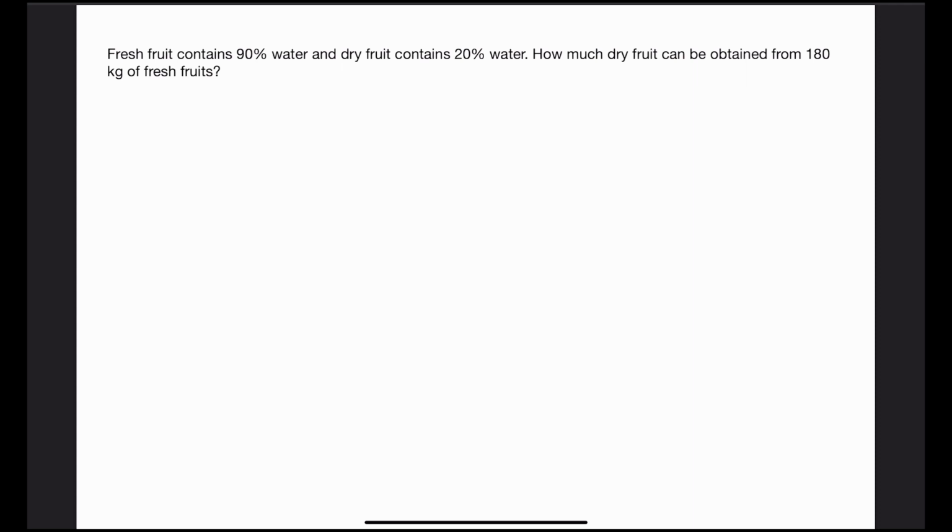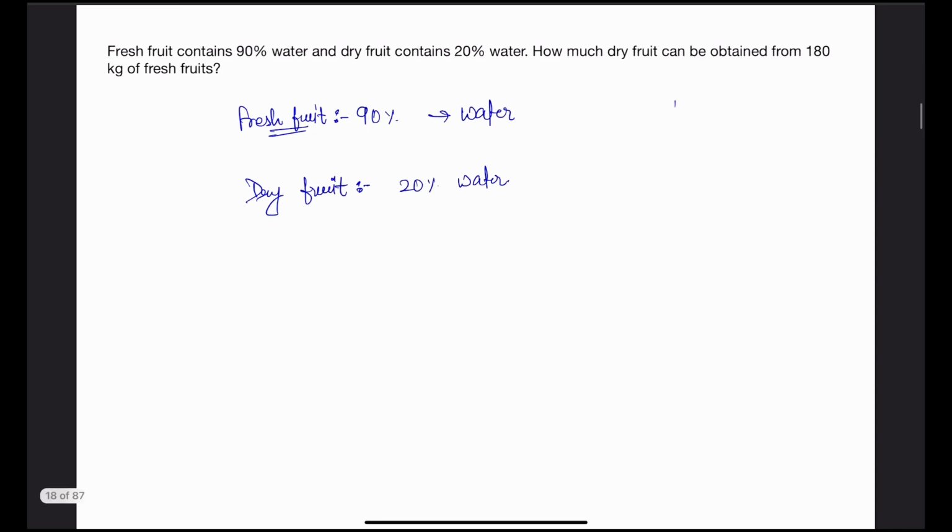Fresh fruit contains 90% water, so 90% is water. And dry fruit, let's look at it nicely. Dry fruit contains 20% water. So how much dry fruit can be obtained from 180 kg of this fruit? How much can we get?